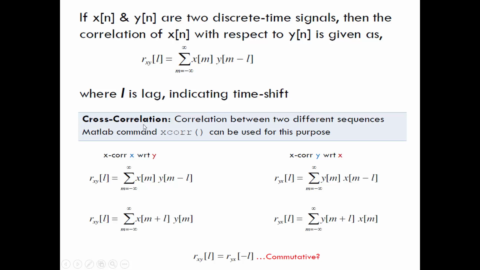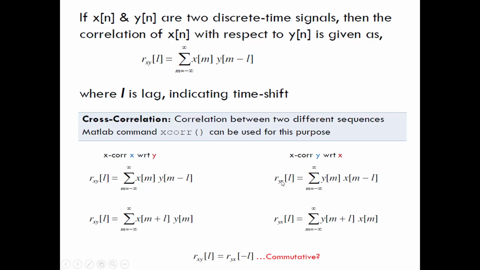But as cross correlation between two different sequences, in MATLAB command you can implement this. Using this command also you can implement cross correlation in MATLAB, right? So this is our rxy, which is the correlation coefficient between x sequence and y sequence, and this is how it varies. And we can also write this equation as xm plus L into ym. So this gives me the same result.